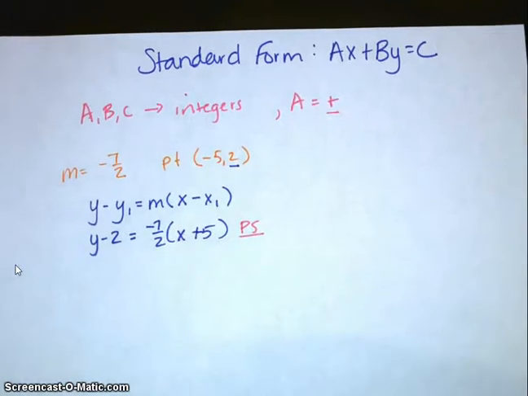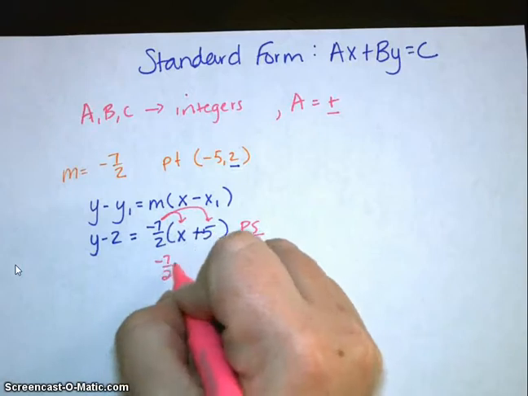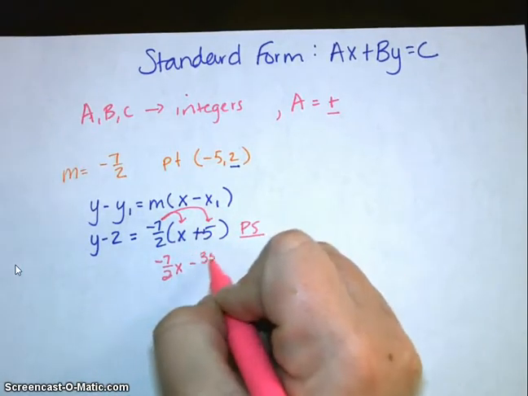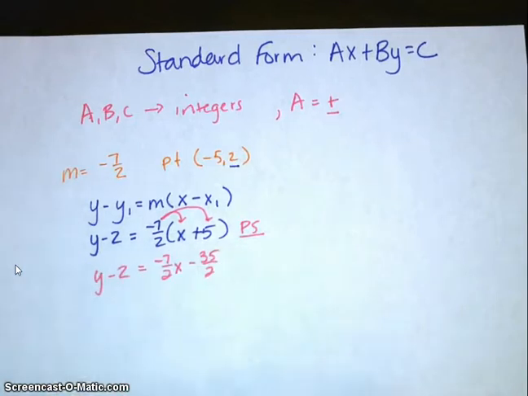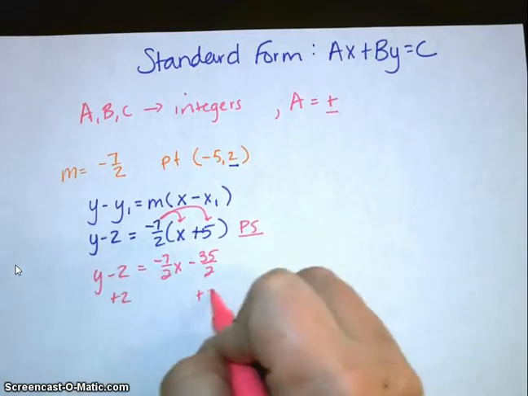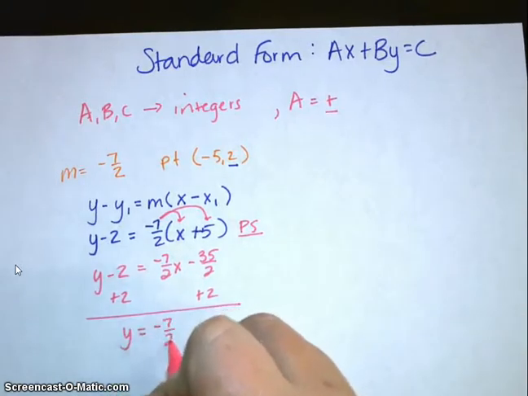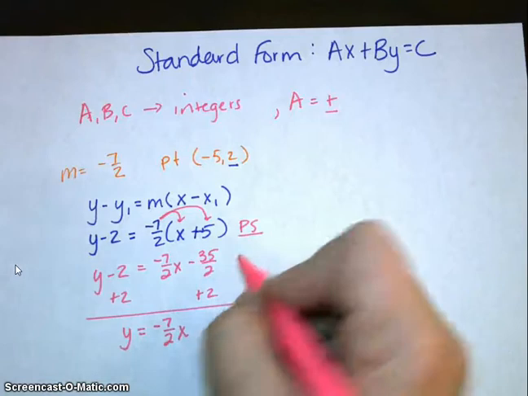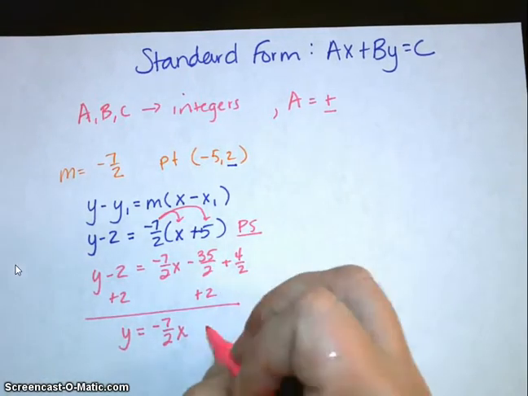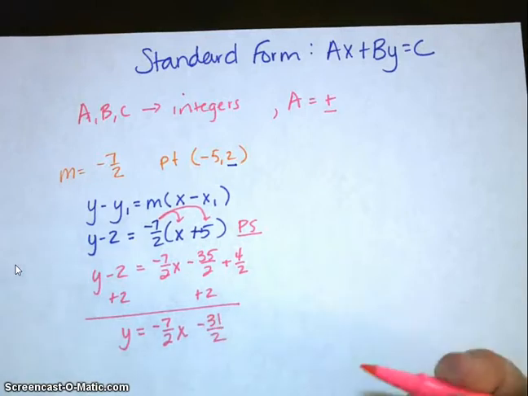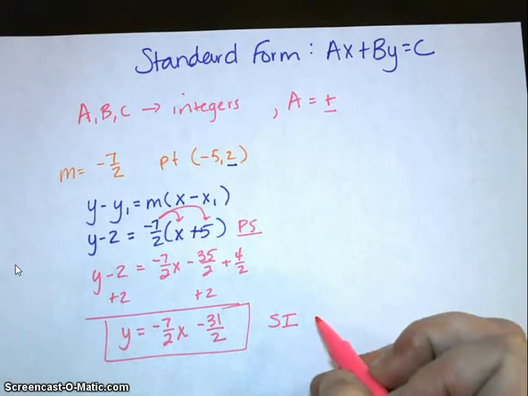I'm going to change it to slope intercept by distributing. So here I distribute. I have negative 7/2 x and a minus 35/2 equals y minus 2. Then I add 2 to both sides. When I add 2 to both sides, that becomes y equals negative 7/2 x, and 2 really becomes a plus 4/2. That way I can combine without a calculator, which then becomes negative 31/2. So this right here is what we call slope intercept form.